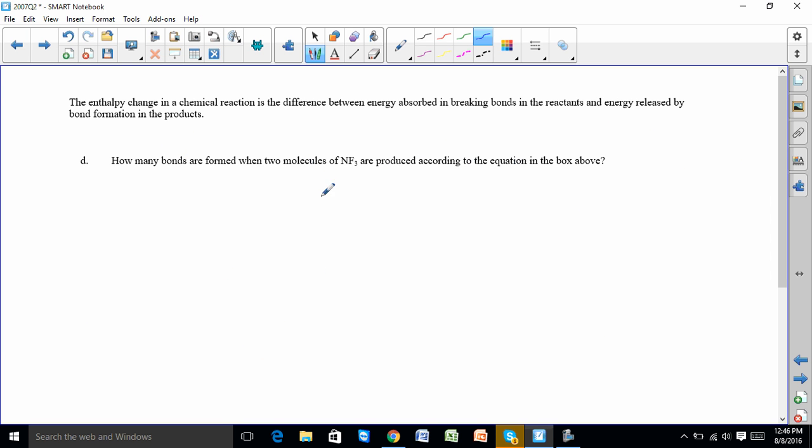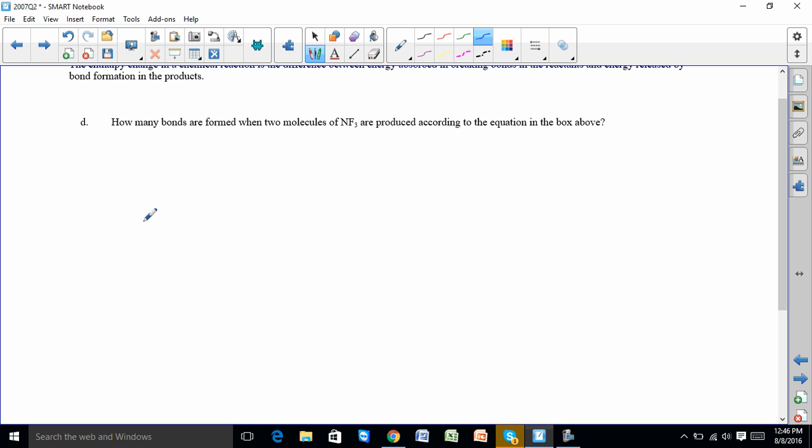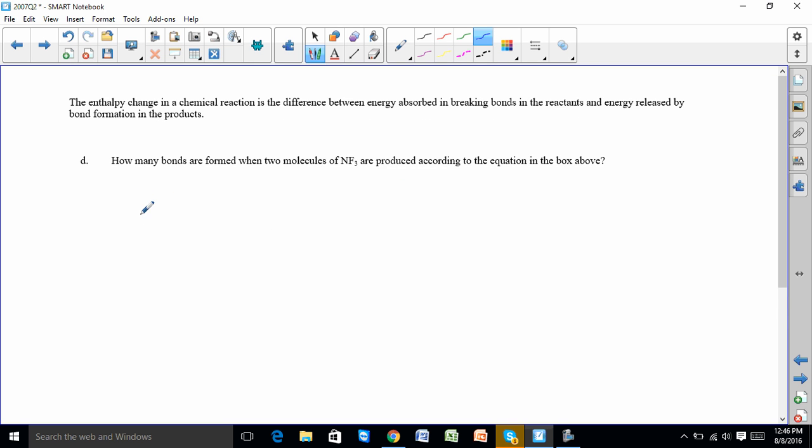Fabulous. How many bonds are formed when 2 molecules of NF3 are produced according to the equation in the box above? That's way at the top. So the question is, and this is leading you, you have NF3. So let's just do, this is a bonding formula. It's always good to draw the picture.